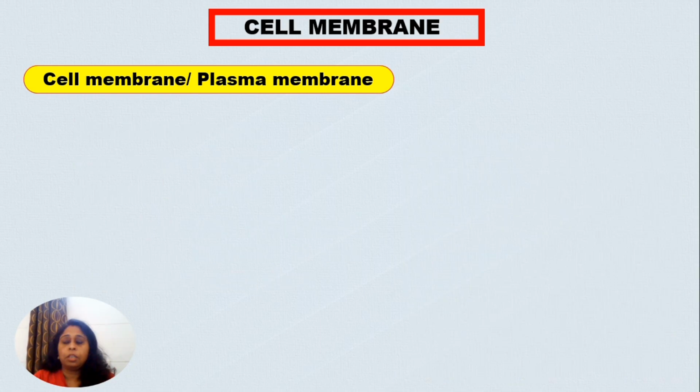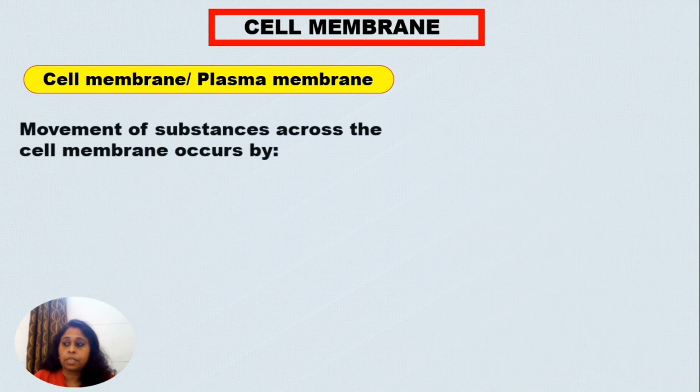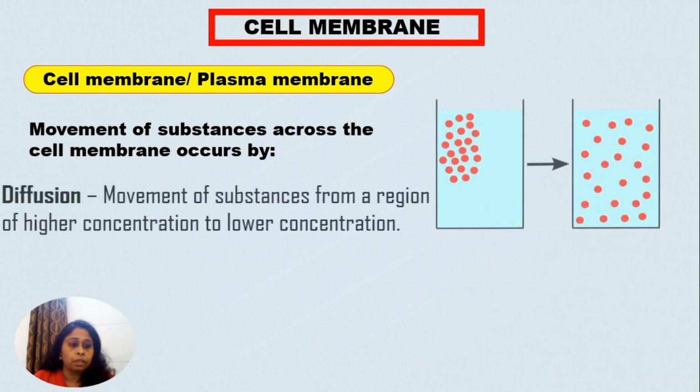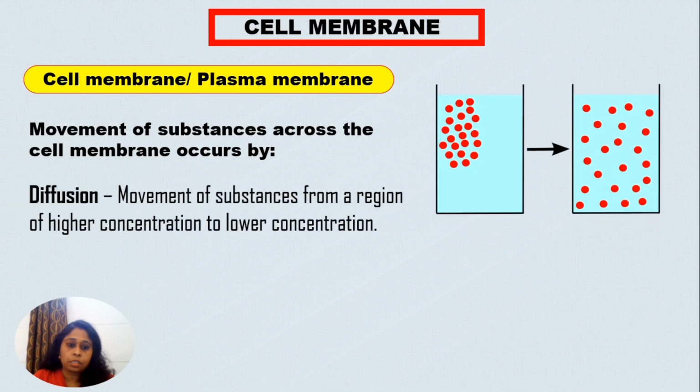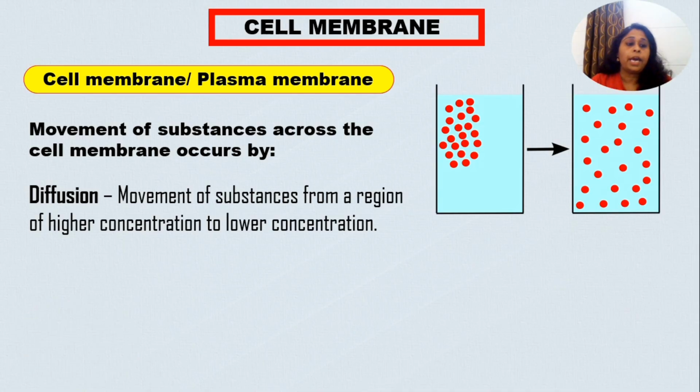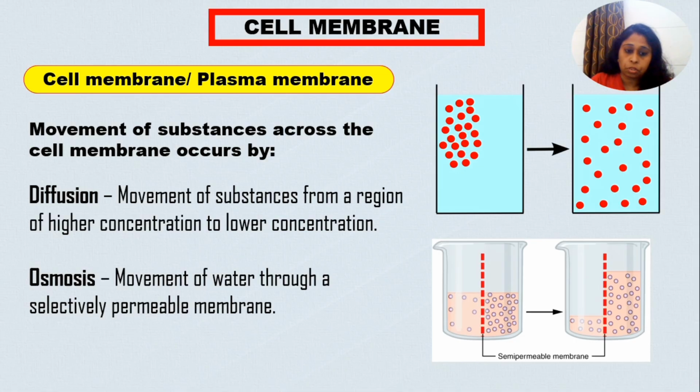The movement of substances across the cell membrane occurs by two methods. First one is diffusion. Now what is diffusion? Diffusion is the movement of substances from a region of higher concentration to a region of lower concentration. And the second one is osmosis, which is the movement of water through a selectively permeable membrane from a region of higher water concentration to a region of lower water concentration.